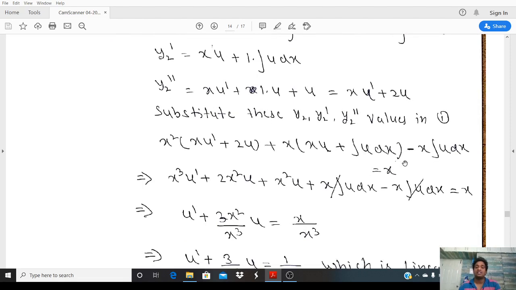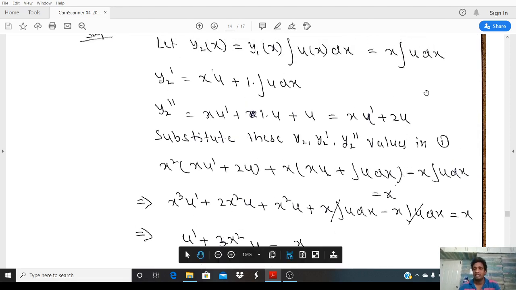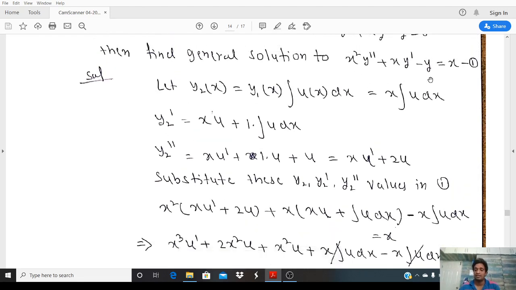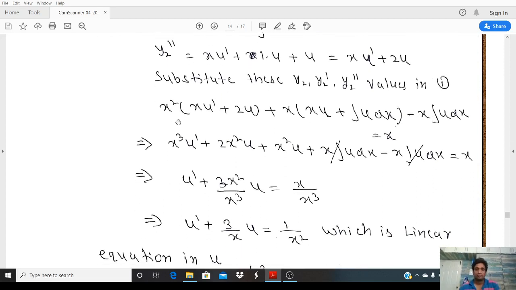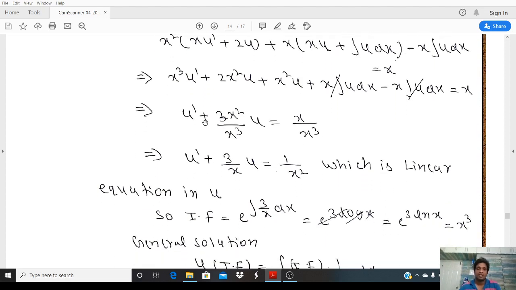Okay, so substitute all these values y2, y2 dash, y2 double dash in equation 1, for which we are going to find the solution. So x square into the y2 double dash value plus x into the y dash value minus the y value is equal to x. Now we are simplifying: x square into x is x cube u dash, plus 2u x square, plus x square u, plus x into the integration of u dx, minus x into the integration of u dx is equal to x. Here both have opposite signs, so x into the integration of u dx gets cancelled. So here 2x square u and x square u become 3x square u.